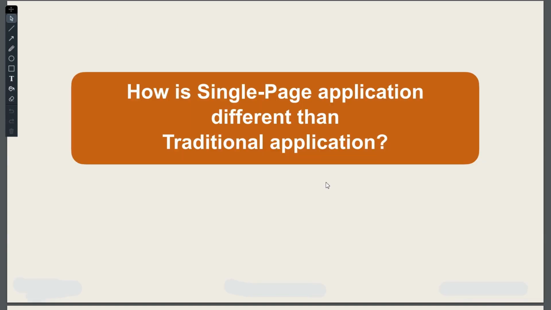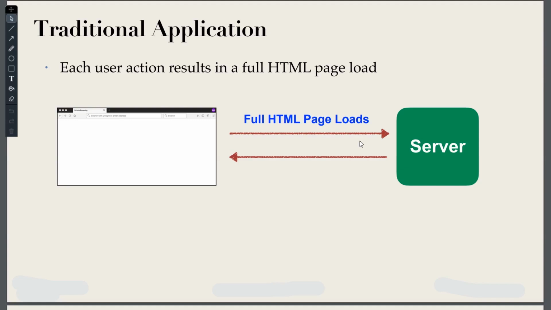The next slide is how a single page application is different from a traditional application. I mentioned earlier the difference between a single page application and a traditional application, so that is what we have to learn. In a traditional application, each user action results in a full HTML page load. We have to change the page, going from the login page to the registration page to the home screen. The whole application will reload. That is very time consuming, and the user experience will be poor.